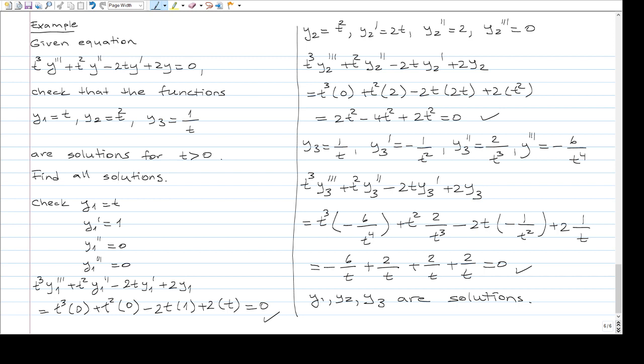The equation is third order. So we expect 3 independent solutions. But so y1, y2, y3 are 3 solutions, but the question is, are they independent? Are y1, y2, y3 independent? And we check this using the Wronskian.